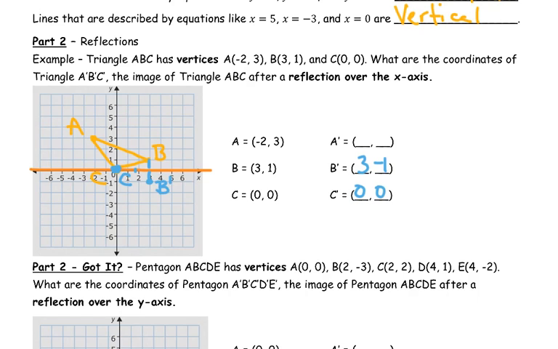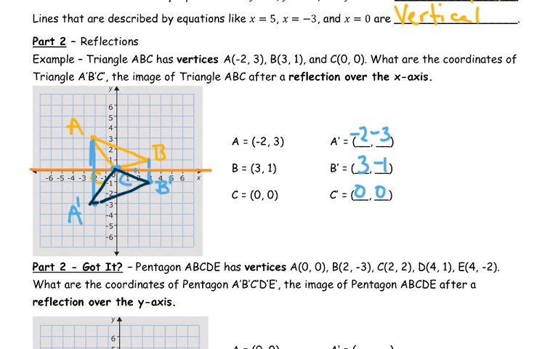And then A, if you flip it over that orange line, it was 3 up from the orange line, so we need to flip it over. So we need to go 3 down from the orange line. That's going to be A prime. And so A prime has the coordinates -2, -3. And we want to draw that triangle, so connect the dots. And that's what the reflection of triangle ABC looks like.